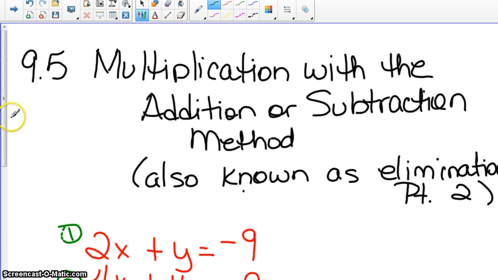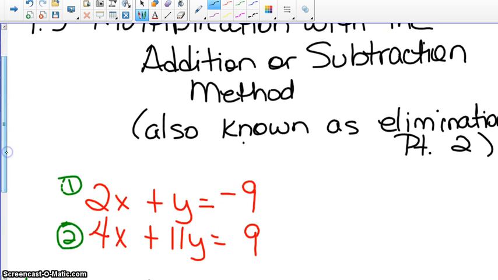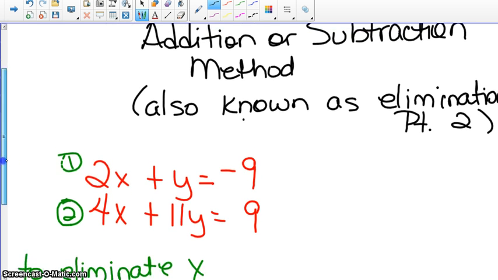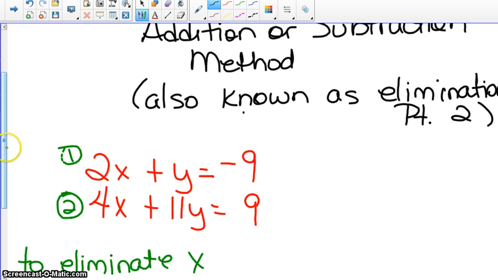Let's figure out how to multiply. So we did elimination, we could add and subtract, and we've done this before. But if we're going to do elimination here, you noticed at 1 and 2, when we add these, nothing's going to eliminate. So how do we do that? Well, we need to manipulate our equation a little bit by multiplying through to get rid of a variable.